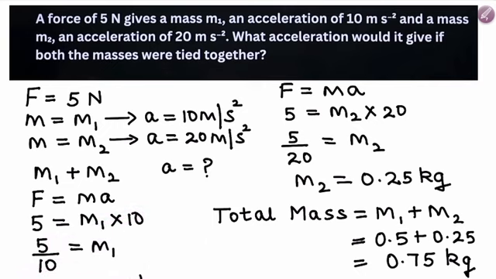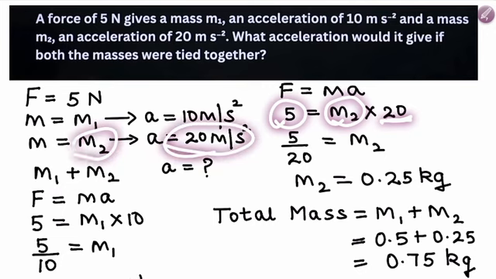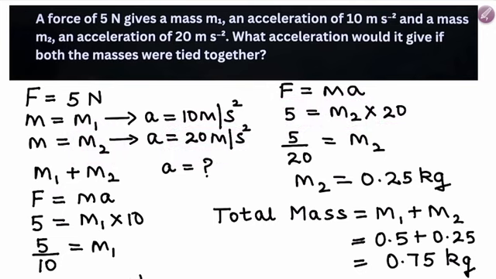Now let us do the other one, that is m2. Again force is equal to mass into acceleration. The force, that is the 5 Newton, will remain the same. So 5 is equal to m2 into 20, because it is 20 meter per second square for m2. Again we will solve the numerical like this: 5 upon 20 is equal to m2, and then the m2 value has come out to be 0.25 kg.